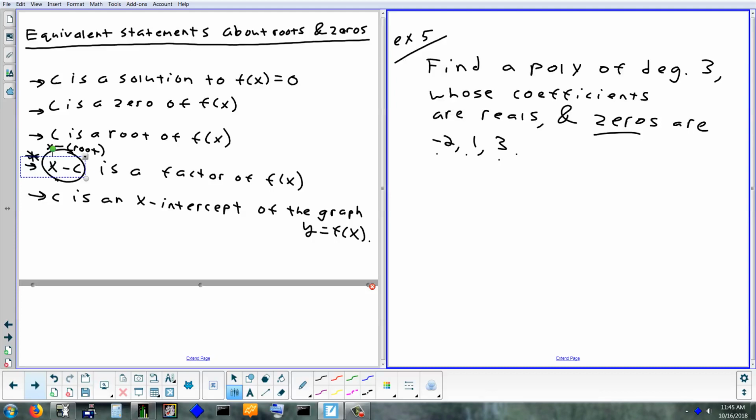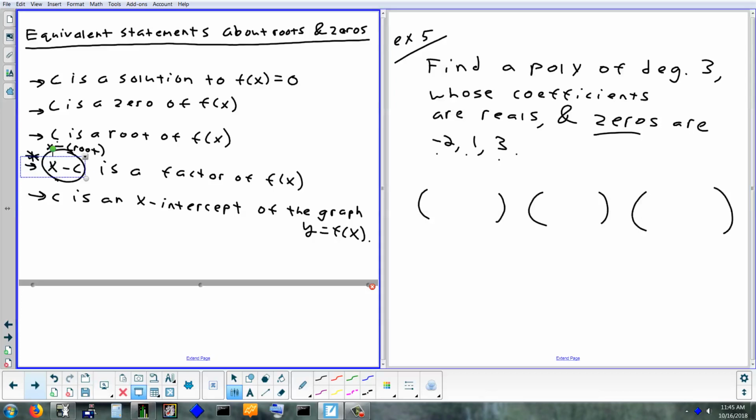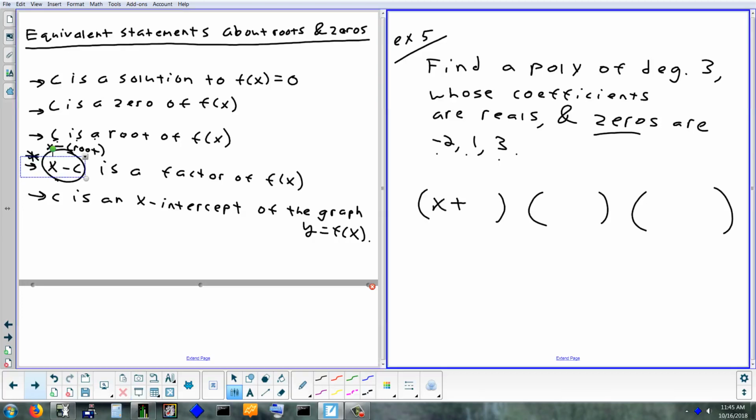Since it has 3 roots, I know when I try to figure it out, my answer is going to have 3 factors. Let's start with the first one. I'm telling you that -2 is a root. If -2 is a root, what would be a factor? Yep, x plus 2. Now why did you say plus? I thought it was x minus. Because it has to equal 0.